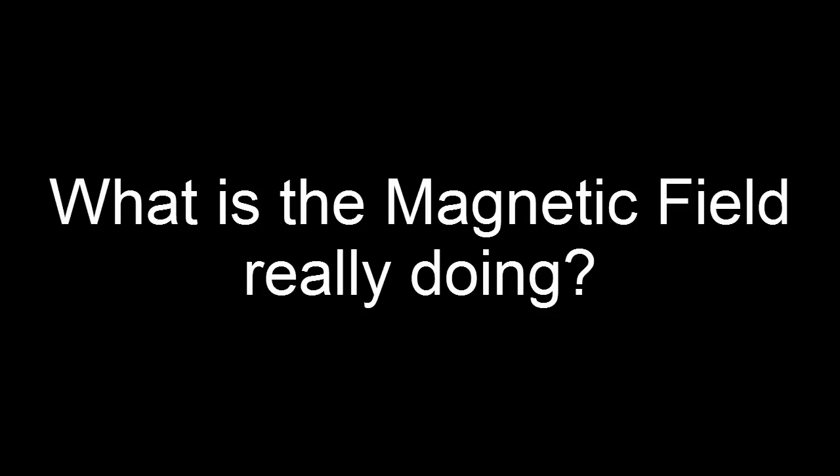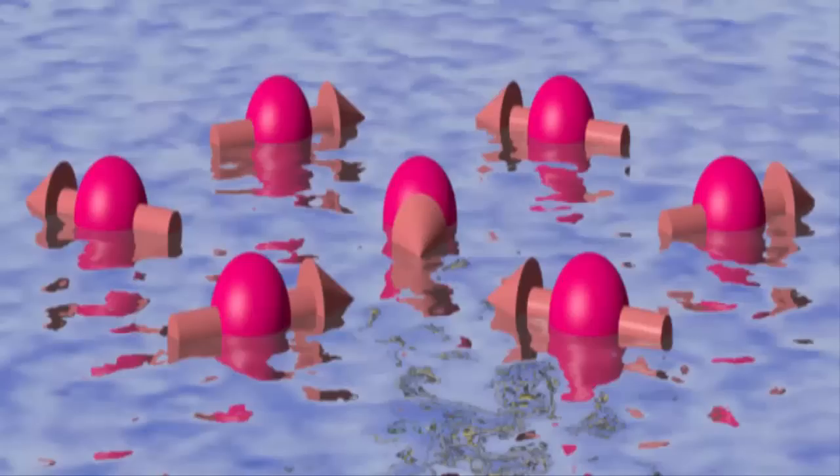I just want to touch on what the magnetic field is really doing inside the conductor or inside our mass. The Dirac sea is something that many people will be familiar with. The Dirac sea is basically all the charged and uncharged particles, whether in a mass or in free space.